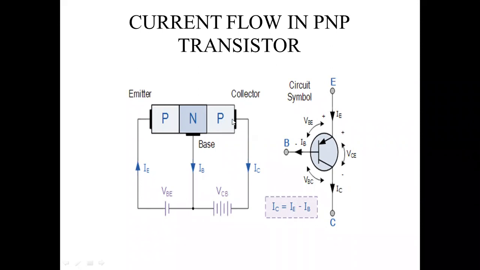So the collector is reverse biased, negative supply is given here now. And the emitter is forward biased, it is connected to P and positive is given here. So the current will flow from emitter to the collector. It is connected to the positive, it is connected to the negative. Easily it will break here now.